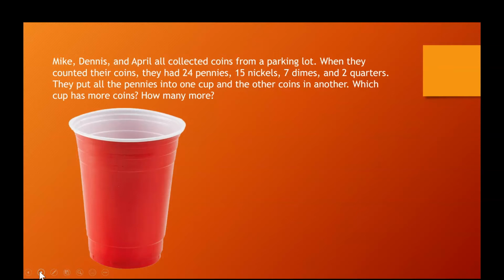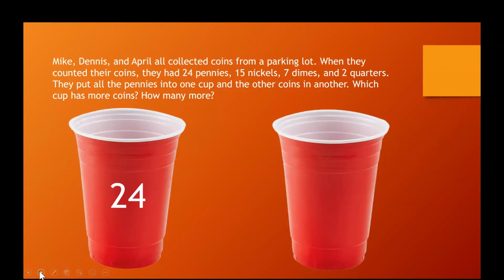They put all the pennies into one cup. So I have one cup here. They had how many pennies? They had 24. So they put all 24 pennies into this cup. Then they had another cup and they put their 15 nickels, their 7 dimes, and their 2 quarters. So instead of adding the value, we're adding how many coins are in each. So we need to add 15 plus 7 plus 2. Go ahead and add that up on your own.